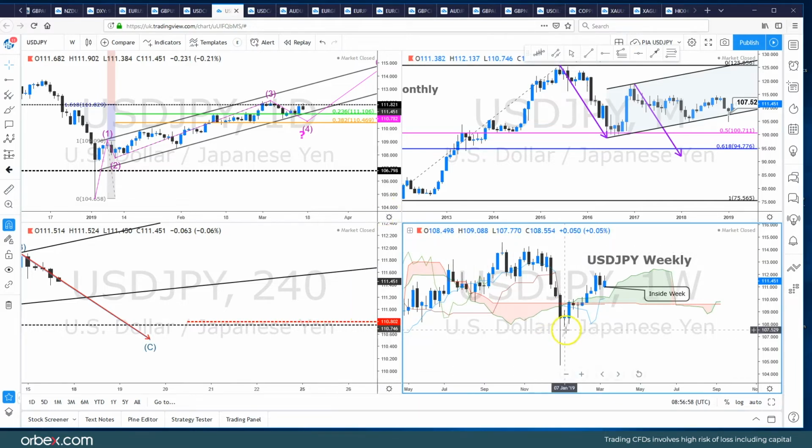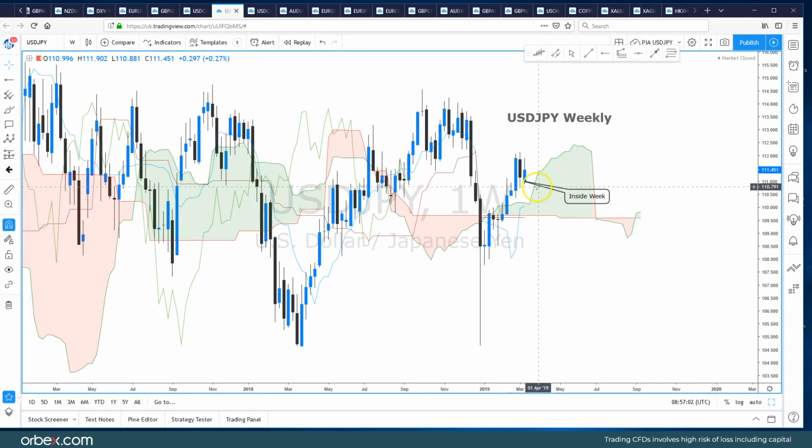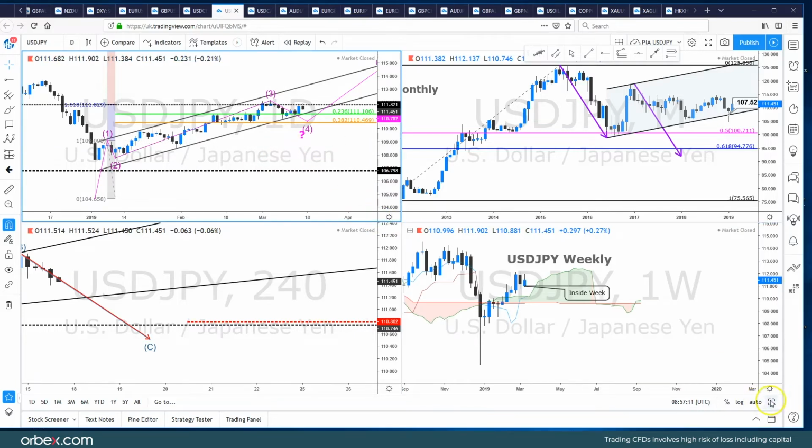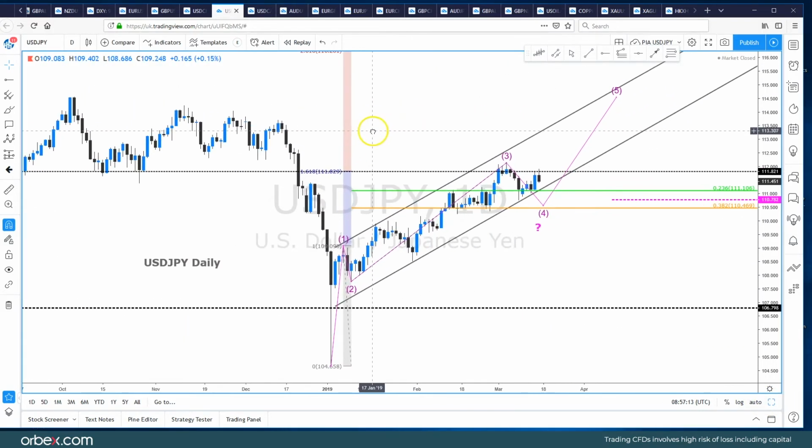Dollar yen. Let's break down 3 time frames here. We'll go to the weekly chart. It's an inside week. What does an inside week highlight? Well, we've discussed that. It highlights indecision. If we go to this time frame, Elliott wave formation looks to be playing out.